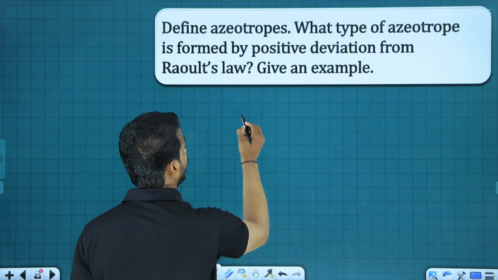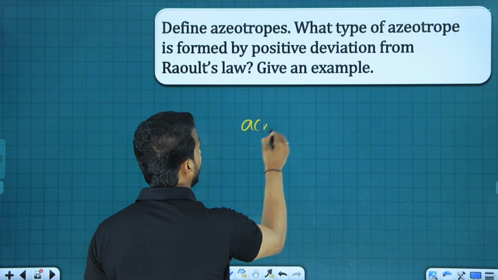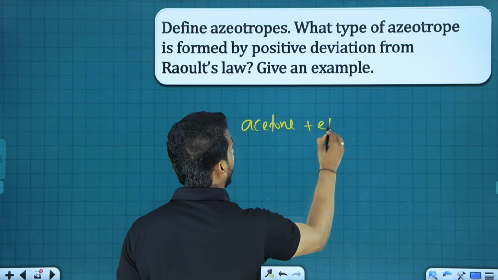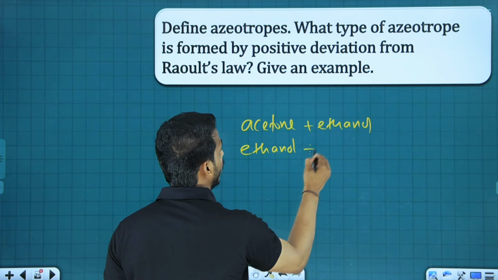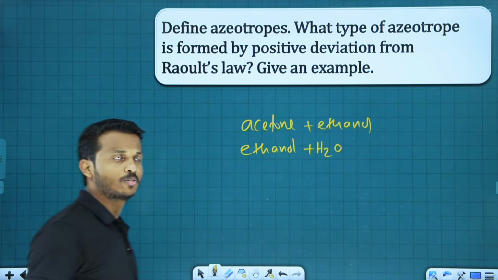Give one example for positive deviation. Acetone and ethanol. Right? Acetone and ethanol. Many examples we studied: ethanol and water, methanol and water. Right? Many examples we studied.